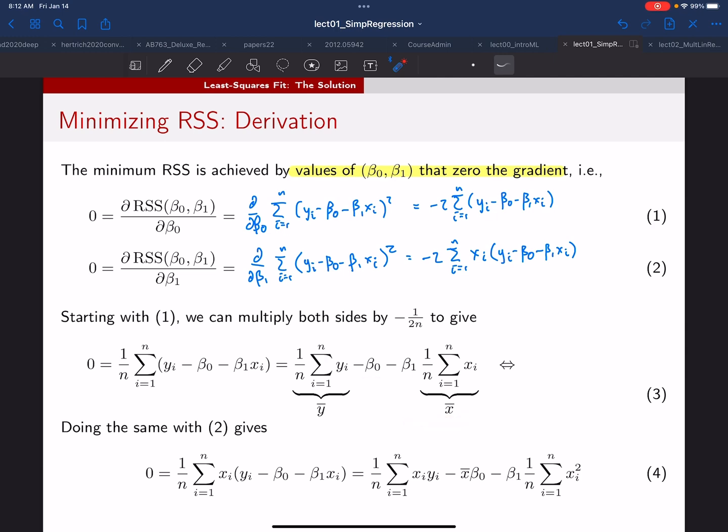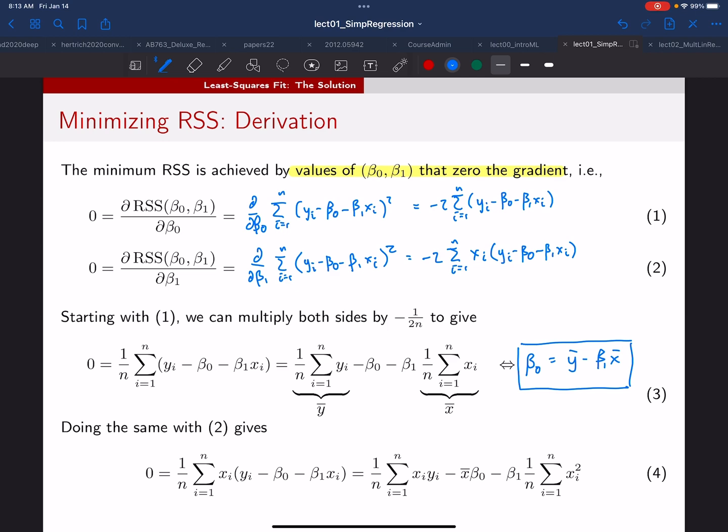We can rearrange that into the equation beta 0 equals y bar minus beta 1 x bar. And this is actually, if you remember, the expression for the optimal beta 0 expressed in terms of sample means of y and x and the optimal beta 1. We don't yet know what the optimal beta 1 is, but once we do know what it is, then we can plug it into this equation and we'll be done. Okay, any questions so far?